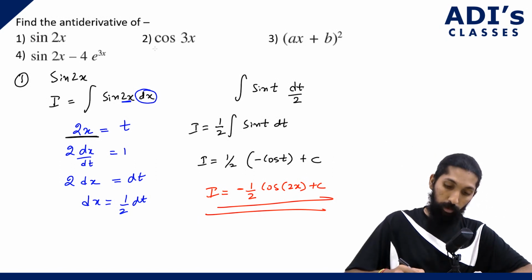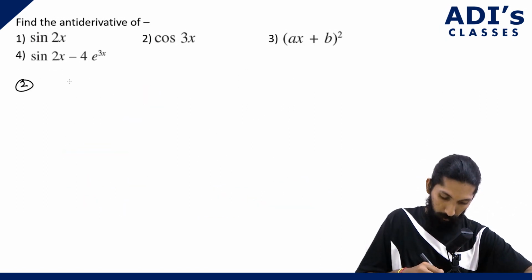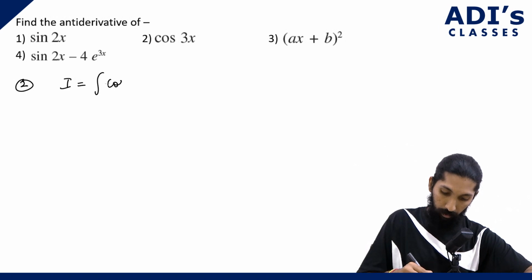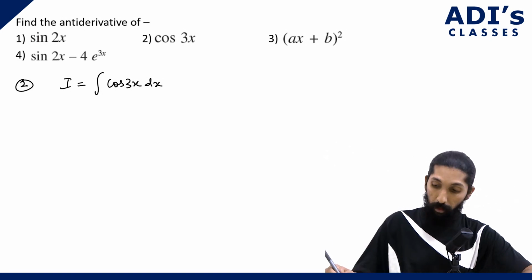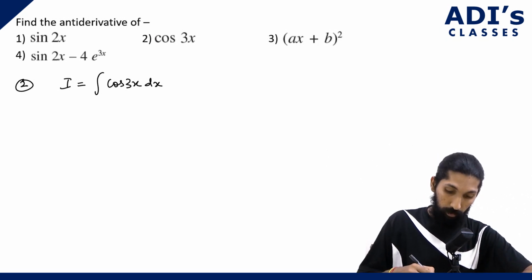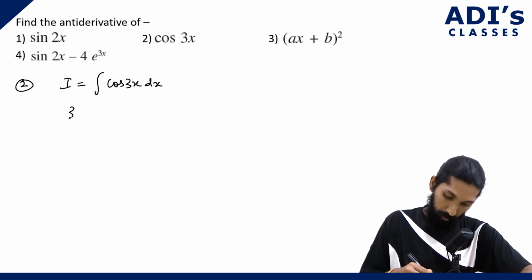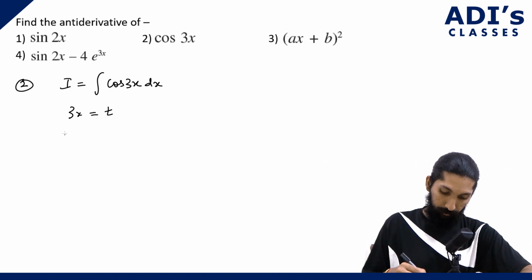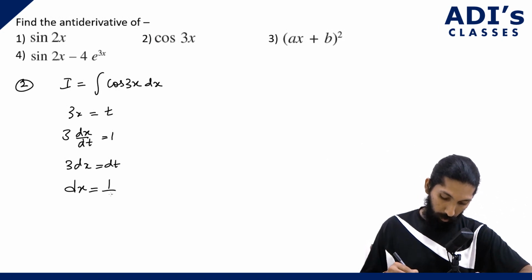Likewise, we'll do it for cos 3x now. Okay, the next question. We'll say I is equal to integral of cos 3x dx. Here we have 3x. So again you take the substitution method. This is the second example of the method, a simple way of applying it. Let's take 3x as t. So you get 3 dx by dt is equal to 1. So now you have 3 dx is equal to dt, or dx is equal to 1 by 3 into dt.